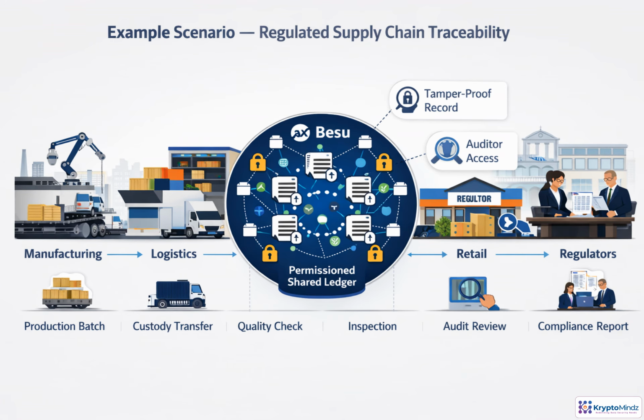In a regulated supply chain, every handoff matters. A batch may be created, shipped, inspected, received, and sometimes recalled. With Besu, each participant can write agreed events to a shared permissioned ledger, creating a tamper-evident history across organizations. The key design challenge is privacy. Regulators may need transparency, while partners still protect volumes, pricing, and business relationships.